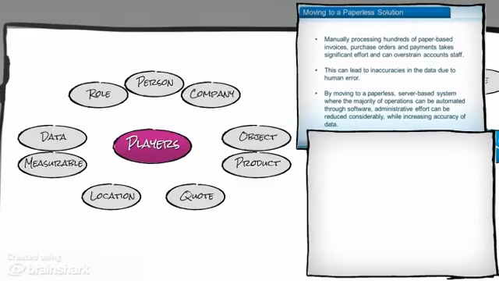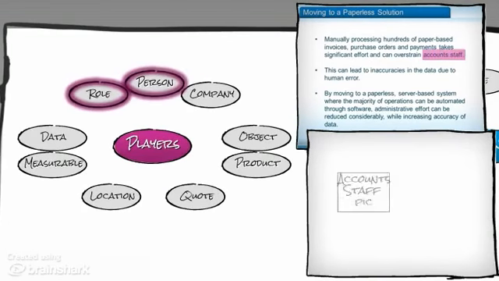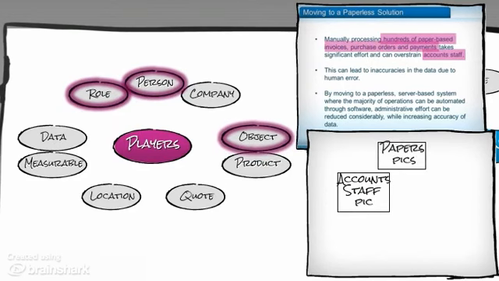So first, let's try and identify some players. I can easily pick out account staff and have a picture to represent them. There are some objects, the paper invoices and receipts, etc., and our product, the accounting software, which can also be an icon or a picture.